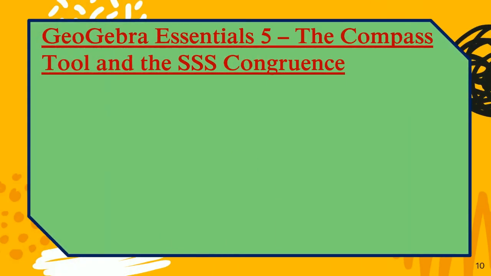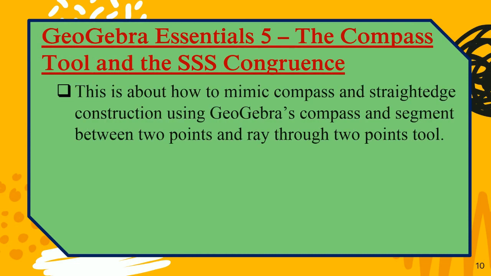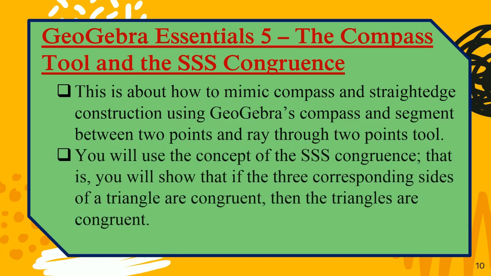The fifth essential is about the compass tool and the SSS congruence. This is about how to mimic compass and straight edge construction using GeoGebra's compass and segment between 2 points and ray through 2 points tool. You will use the concept of the SSS congruence, that is, you will show that if the three corresponding sides of a triangle are congruent, then the triangles are also congruent. For you to learn how to perform this GeoGebra essential, watch this video.